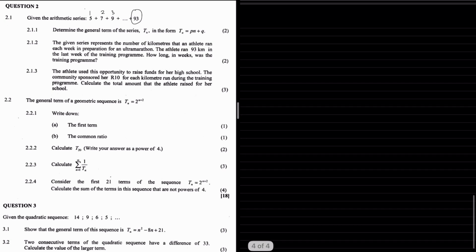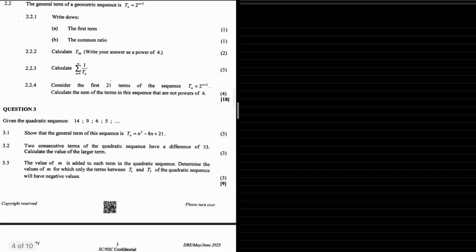Okay, let's move on. Question number 3. Given the quadratic sequence 14, 9, 6, and 5, show that the general term of this sequence is Tn equals n squared minus 8n plus 21. So let's just write it out really quickly: 14, 9, 6, and 5. You can see here that you are decreasing by 5, decreasing by 3 here, and decreasing by 1 here. Now the difference here is minus 3 minus minus 5, which is 2, and then minus 1 minus minus 3, which is 2 again.